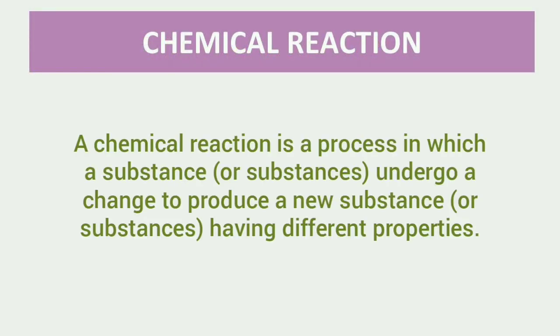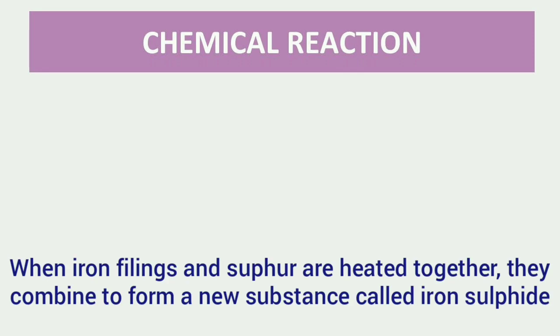A chemical reaction is a process in which one or more substances undergo a change to produce one or more new substances having different properties. For example, when iron filings and sulfur are heated together, they combine to form a new substance called iron sulfide.